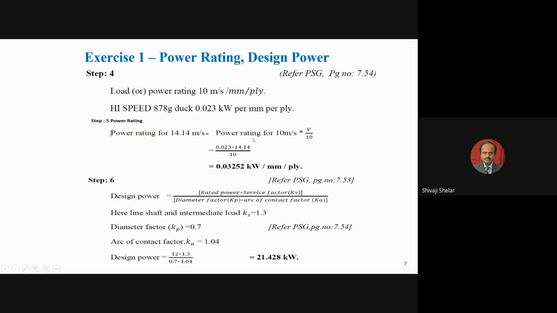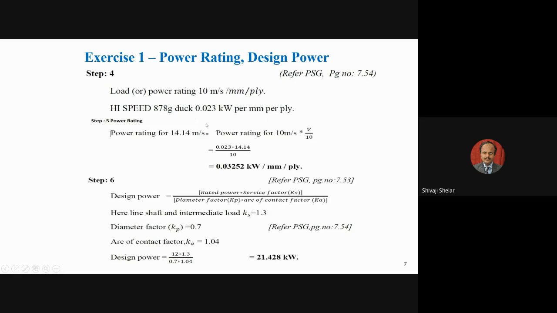So the formula is: the power rating for 10 meter per second is this value, divided by 10, into the speed for which we are calculating the power rating. It is not necessarily every time that your speed will be greater than 10 meter per second. Your speed can be less than 10 meter per second. So whatever the value of that speed is, you have to multiply it here. So your power rating can increase or decrease depending upon your speed here.